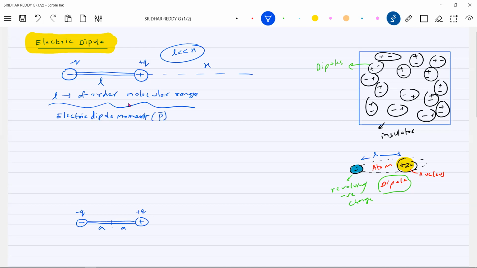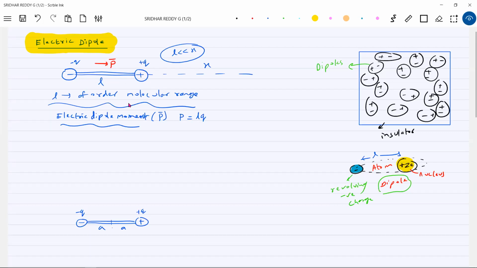The symbol is P bar. P is a vector quantity, defined as P is equal to L into Q. What is the direction of it? The dipole moment will be directed from the negative charge towards the positive charge. This will be the electric dipole moment.